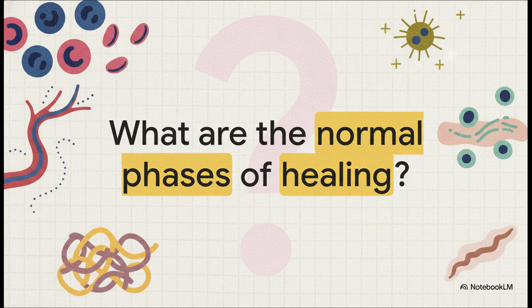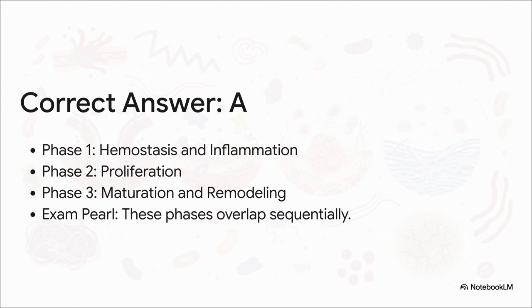What do you think? Well, if you guessed A, you hit the nail on the head. Normal wound healing isn't just a series of isolated events, it's a beautifully overlapping biological cascade. Phase 1 is hemostasis and inflammation. Then comes Phase 2, proliferation. And finally, Phase 3, maturation and remodeling. As a quick exam pearl, remember that these are overlapping biochemical phases, not perfectly separated steps.